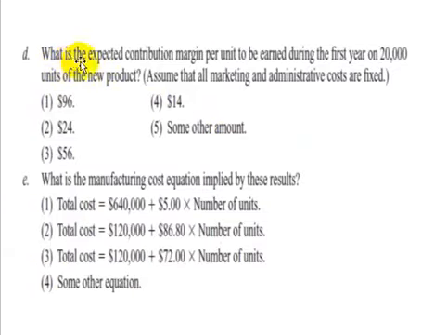D. What is the expected contribution margin per unit to be earned during the first year on 20,000 units of the new product? Assume that all marketing and administrative costs are fixed. Contribution margin per unit equals selling price minus variable cost per unit.